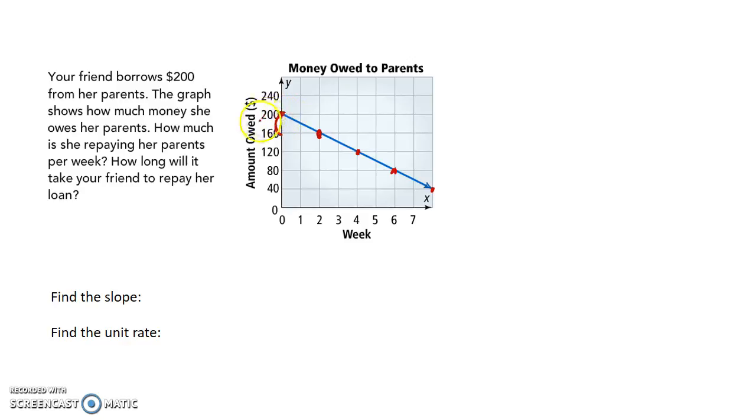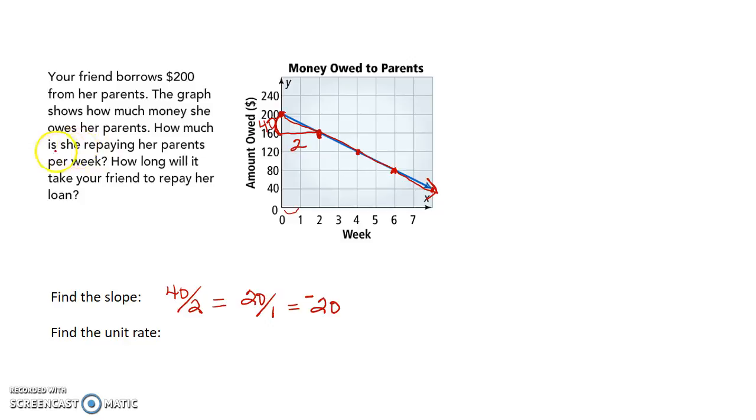So this one looks like if I take the rise and run, 200 to 160 would be 40. And the run here is counting by ones, so this is going to be 2. So my slope starts off as 40 over 2. And if I reduce that to 20 over 1, or just 20. She is decreasing the amount she owes her parents over time, which is why it's a decreasing graph, so we're going to say that's negative 20.